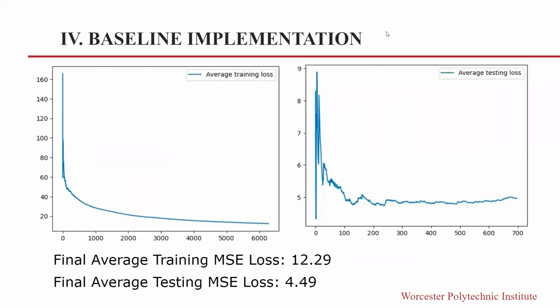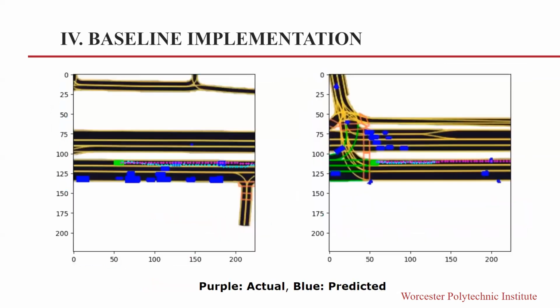So we trained the ResNet 50 on the Woven Planet dataset using the bird's eye view images, and we can see that we have an average training MSE loss of 12.29, and an average testing MSE loss of 4.49. So ResNet 50 actually performed very well for this task. The further results will be discussed by Shiva.